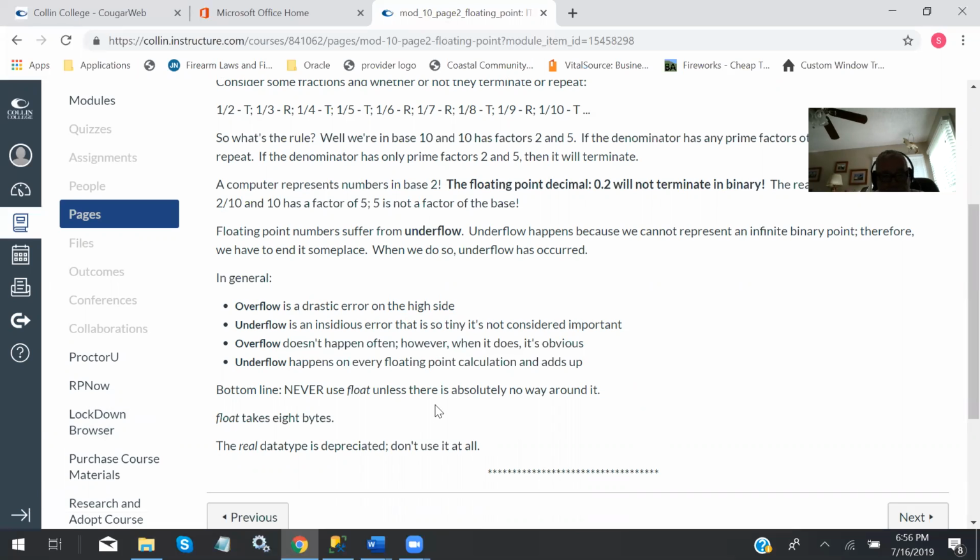Never. Well, unless you have to. Sometimes you have to. If you're continually compounding interest, in other words, you've got one of those e times P to the RT equations in there, then you're going to have a float, because some things are just irrational. A lot of the world is that way. Float takes 8 bytes.